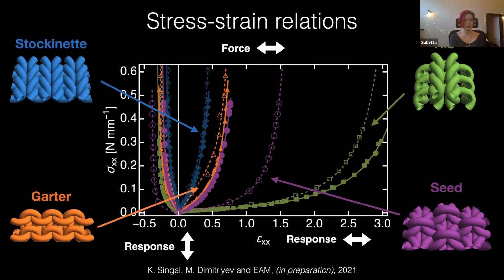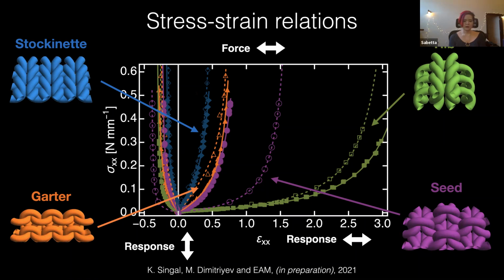On the right side of the plot, what I'm looking at is when I apply a force in the XY direction, what the strain response is in the XY direction. This bit over here is the strain response. Sorry, this is the XX direction. This is the YY direction. So the left side is the strain response in the Y direction. And each of the 4 fabric types is color coded. So green is rib, purple is seed, garter is orange, and stockinette is blue.